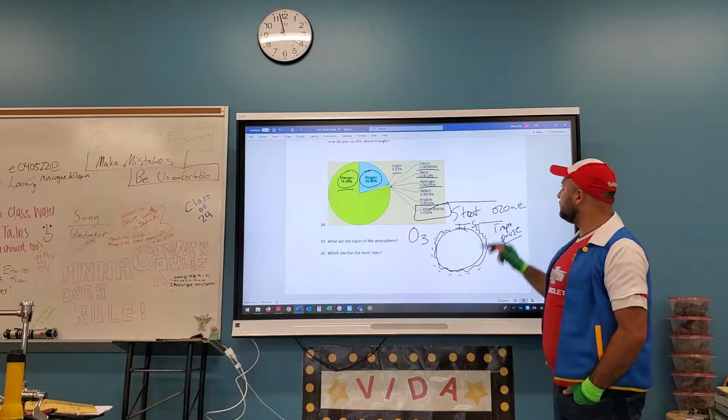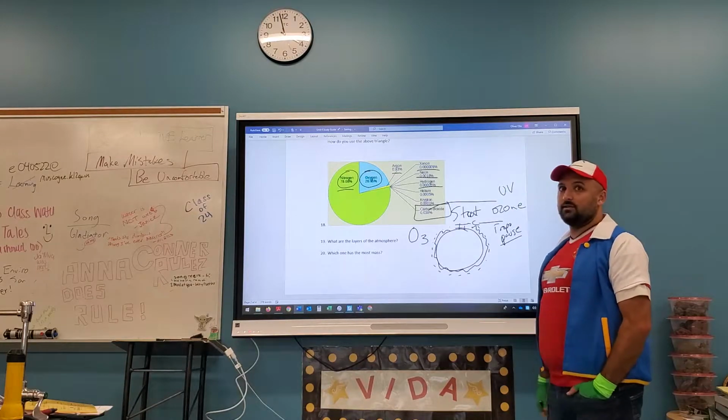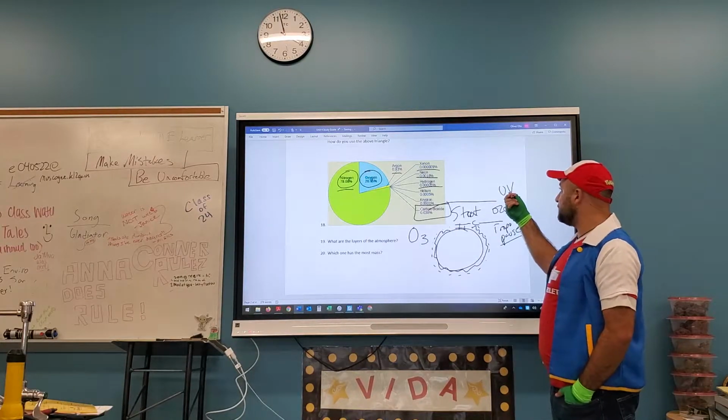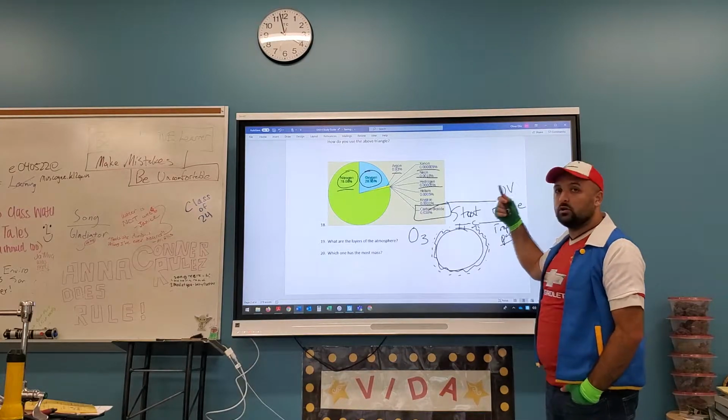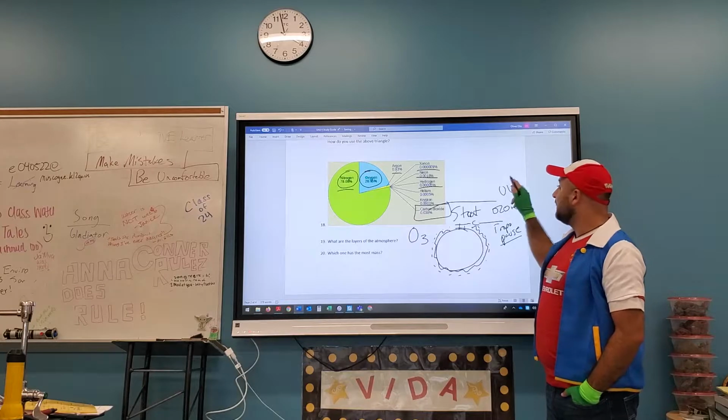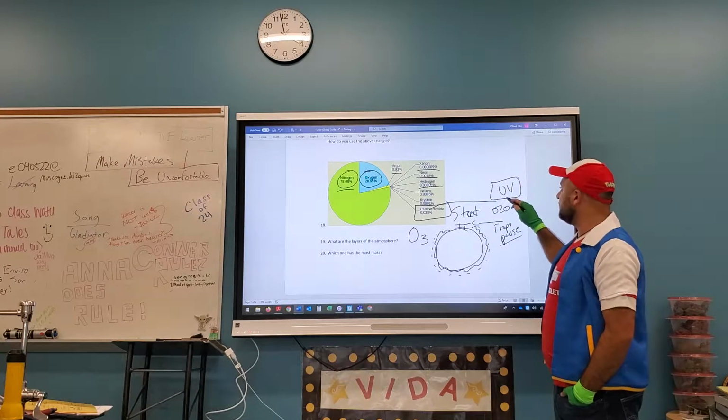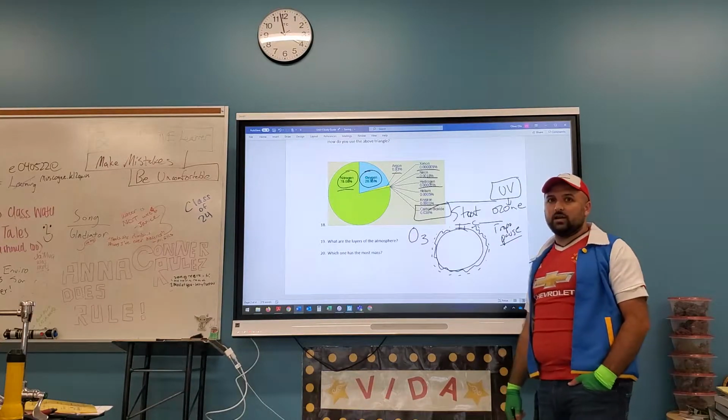Okay, it absorbs UV radiation. And this is very, very key. The ozone layer absorbs UV radiation, creating a little bit of heat. So even though the temperature as you go up should go down, the stratosphere actually gets a little bit warmer because it's absorbing UV radiation using the ozone layer in the stratosphere.